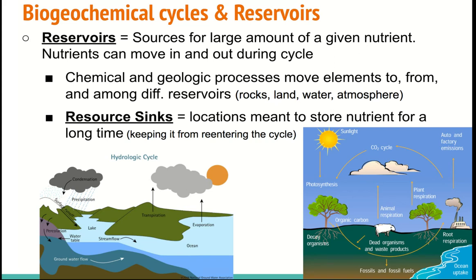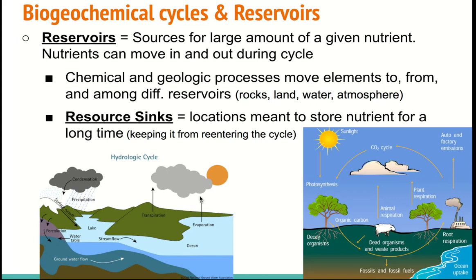So a reservoir is the location for a large amount of a given nutrient. And in this location, if it's considered a reservoir, nutrients can move into that reservoir and they can leave that reservoir in the cycle. This is slightly different than what's known as a resource sink. A resource sink is a location meant to actually store a nutrient for a long period of time so that it doesn't re-enter the cycle and go back to other locations on Earth. A reservoir is a location on Earth where that nutrient gets to, but it can leave quite quickly and move to a different location through a chemical or geological process.